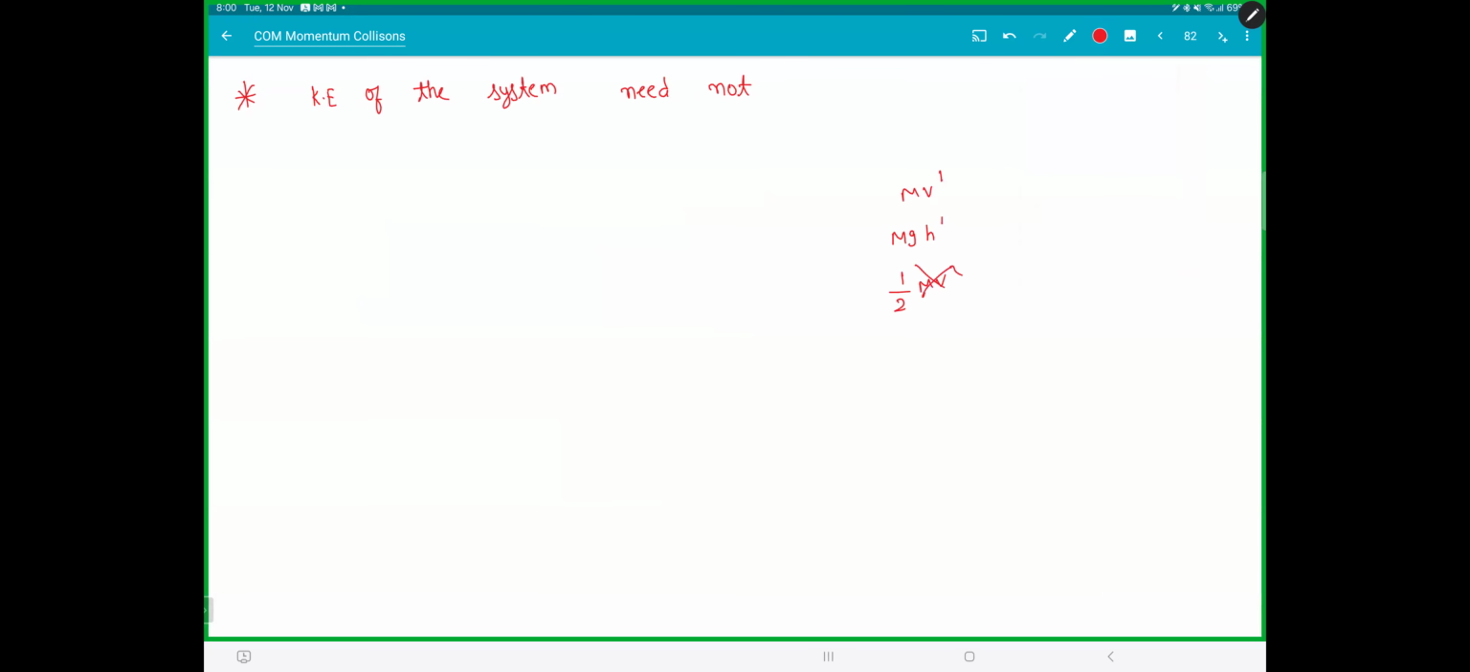Because center of mass is m1 r1 plus m2 r2, it's a linear function. So kinetic energy of the system need not be equal to that of center of mass. Just be careful with that. Just because potential energy and momentum are working, don't think it will work for that.